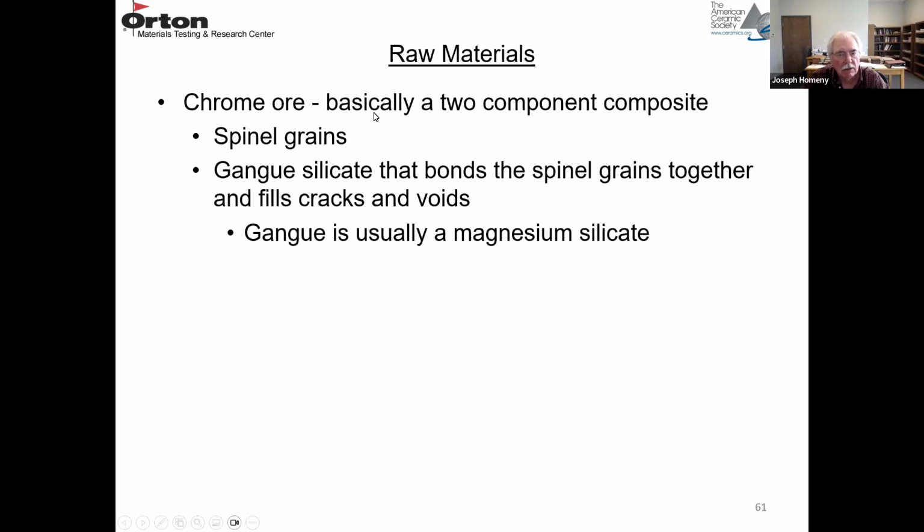So there's basically 2 components in this material. You can think of it as a composite. You have the spinel grains and this gangue silicate that is basically the matrix. So the silicate bonds the spinel grains together. It fills cracks and voids. And we're usually looking at some type of magnesium silicate as this glassy bonding type phase.